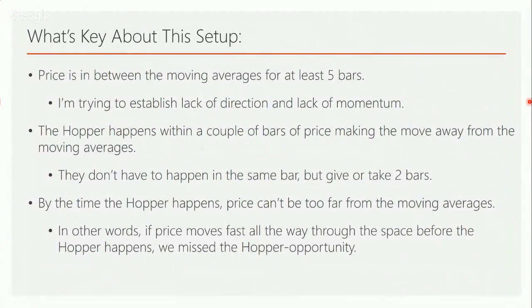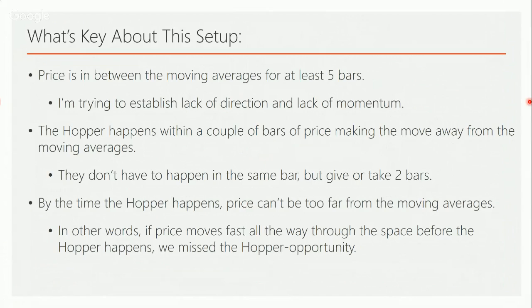So here's what's key about this setup. Price is in between the moving averages for, I would say, at least 5 bars. If it's in there for at least 5 bars, you know it's really taking a break from its decision to move in one direction. So I'm trying to establish a lack of direction and a lack of momentum. So 5 bars or more in between the 2 moving averages, and I have established that. I've established a point in time where we have the market taking a break, and there is a lack of decision, a lack of direction, a lack of momentum.